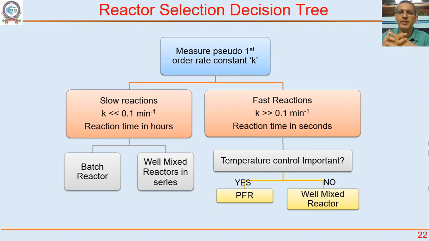reactor selection tree? We had seen this earlier. For slow reactions, we either go to batch because plug flow becomes unmanageable, several kilometers of length, or we go to well mixed reactors in series. If it's a fast reaction and temperature control is important, we go with plug flow reactors and then make them small micro reactors, so that surface area to volume ratio is very high. If temperature control is not important, then we could use a well mixed reactor. This is allowed.